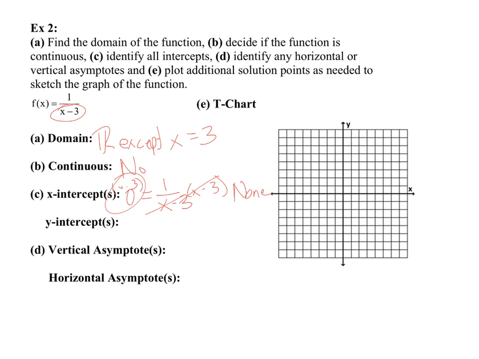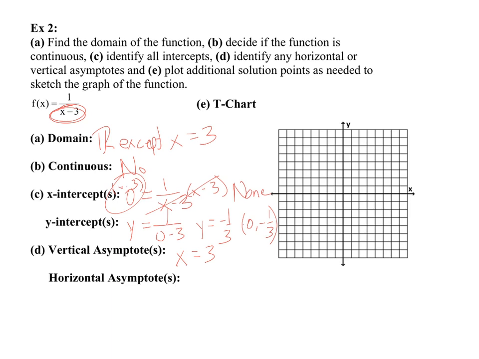And then for the y-intercepts, we set x equal to 0. So we're going to have y equals negative 1/3. So our y-intercept is at the point (0, negative 1/3). All right, now for the vertical asymptote. That's very simple. Set the denominator equal to 0, so x equals 3.